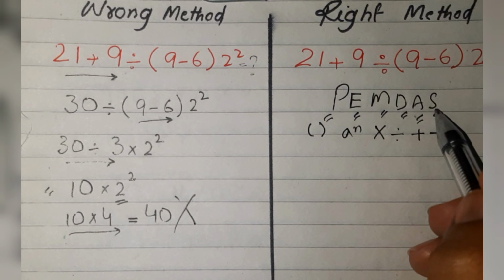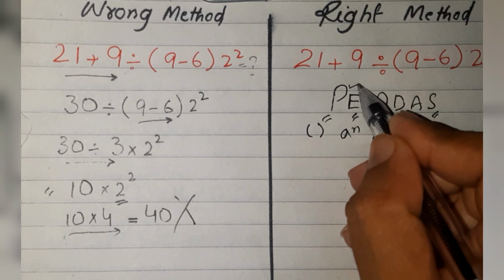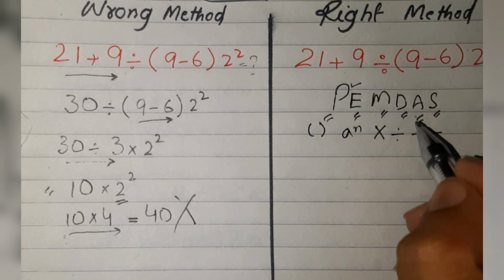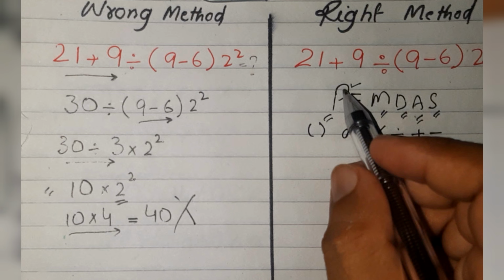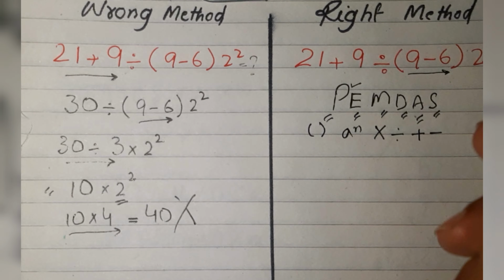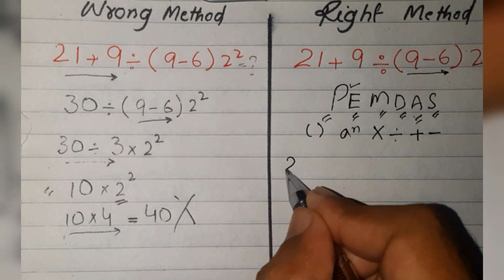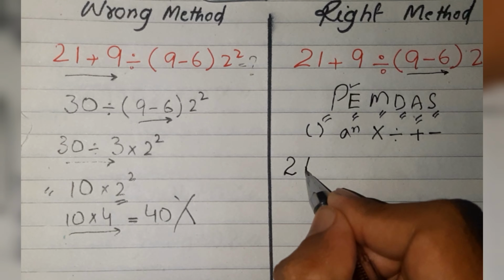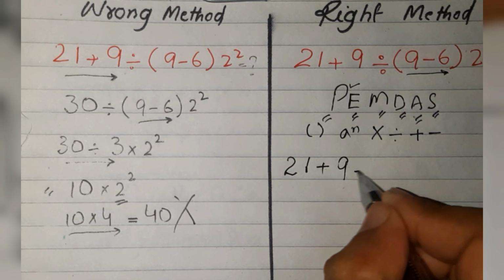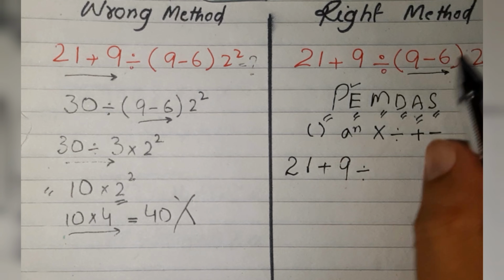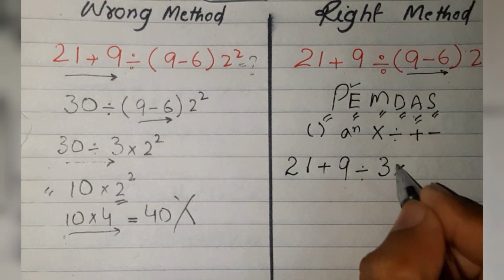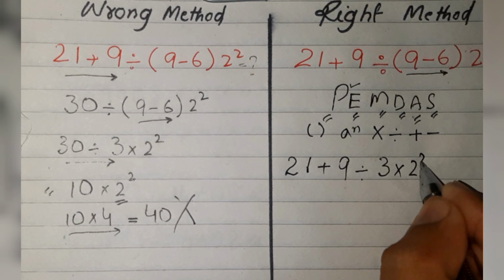According to the PEMDAS rules, first we do the parenthesis because parenthesis has a higher priority than other operations, than exponent. So first we do the parenthesis, and here the parenthesis is 9 minus 6. It means subtraction. So instead of this expression we write 21 plus 9 divided by 3 times 2 squared, since 9 minus 6 gives us 3.